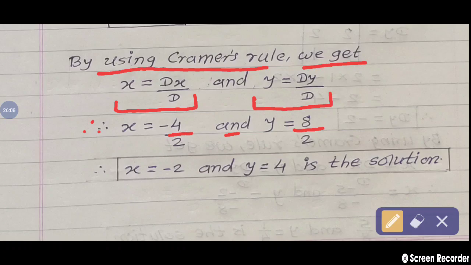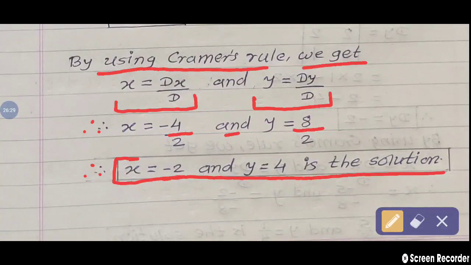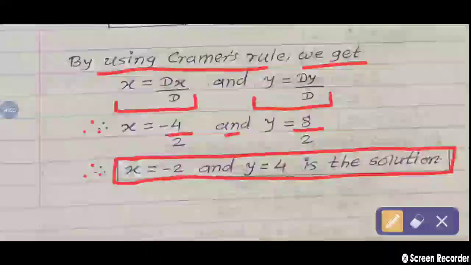Do the division. Therefore, minus 4 divided by 2, so answer is what? Minus 2, and y is equal to 8 divided by 2, that is 4. So we are getting the answer, x is equal to what? Minus 2, and y is equal to 4 is the solution, and highlight like this. Make the box with the help of scale and pencil.